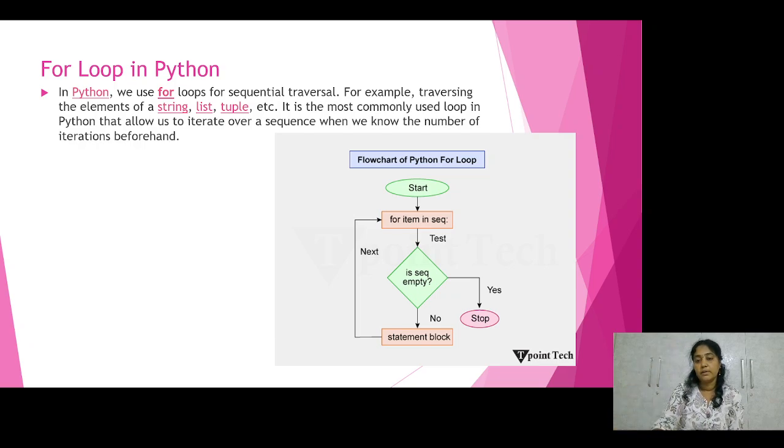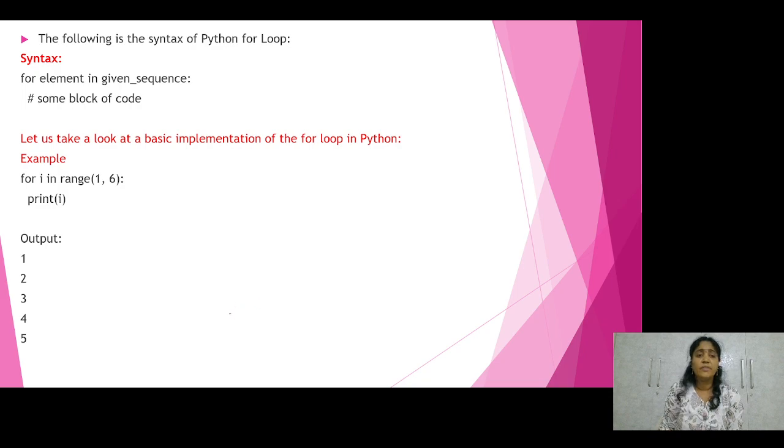So, the flowchart for items in a sequence. Let's say a list of items is given. The iterating variable is item. It takes the first item from the list and verifies the condition: is it empty? No, so it continues until the end of the list. I have an example here with the range operator. For with range operator, that is, for element in given sequence. Element is the iterating variable here, and the sequence is either a list or a tuple.